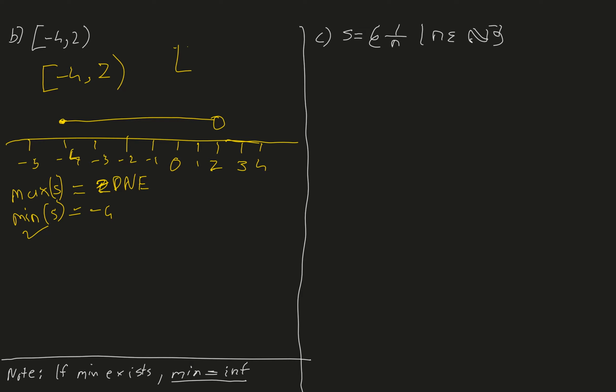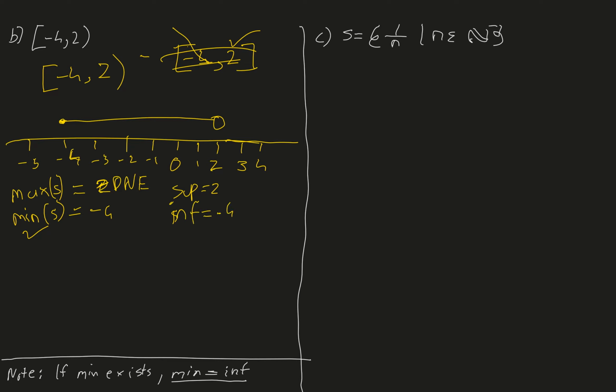If it was in such a case where -4, 2 with a square bracket, then the maximum would exist because its upper bound is in the set. But the element 2 is not in the set. Therefore, the maximum does not exist. And the supremum is 2, and infimum is -4.